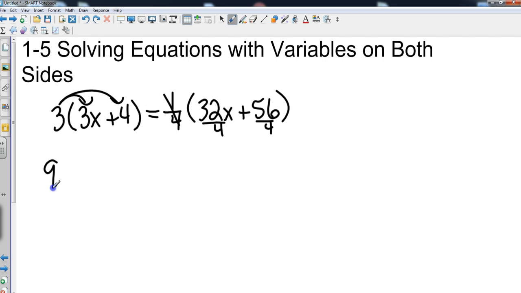So that's going to give me 9x plus 12. And then on the other side, 32x divided by 4 is going to be 8x, and then 56 divided by 4 is going to be 14. And so now we have 9x plus 12 equals 8x plus 14.